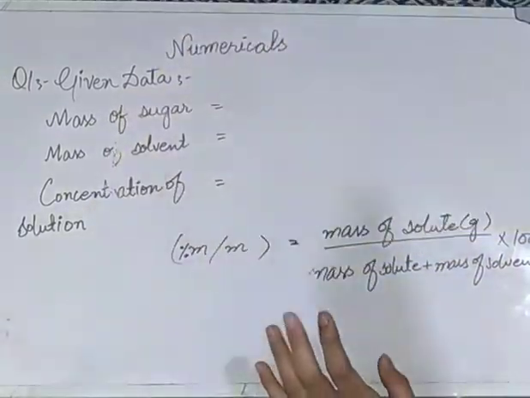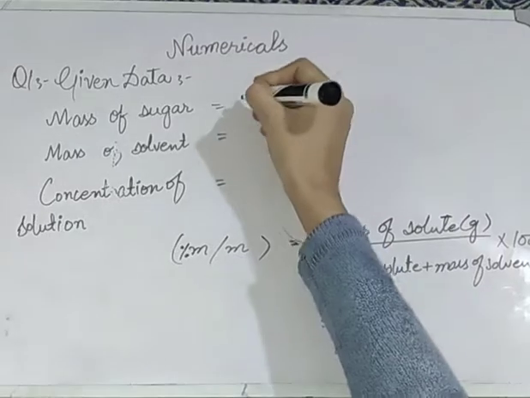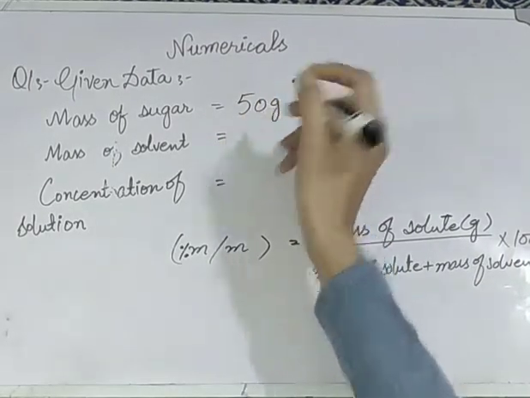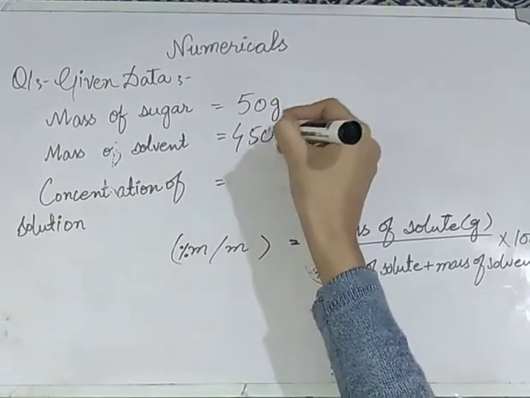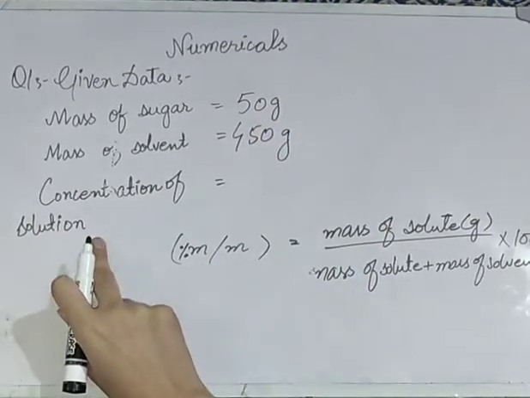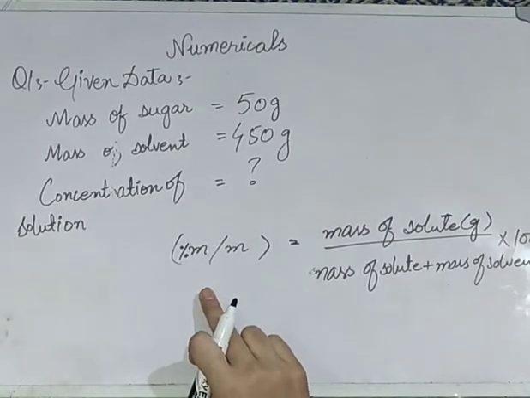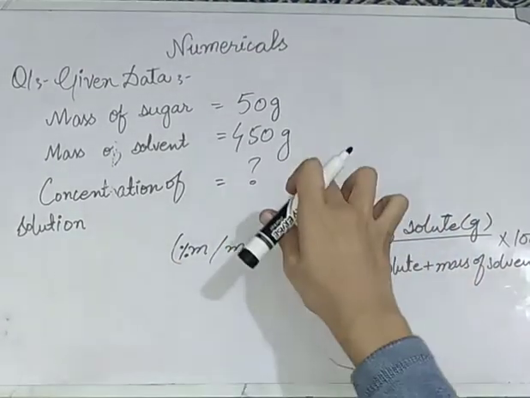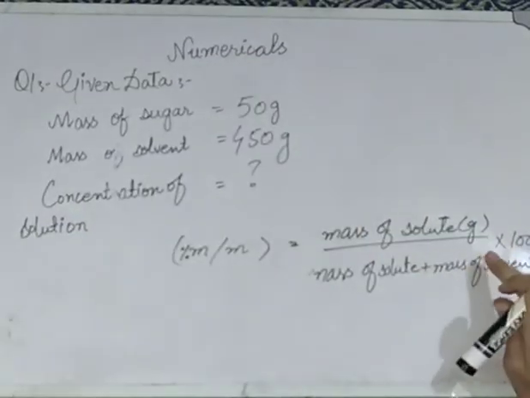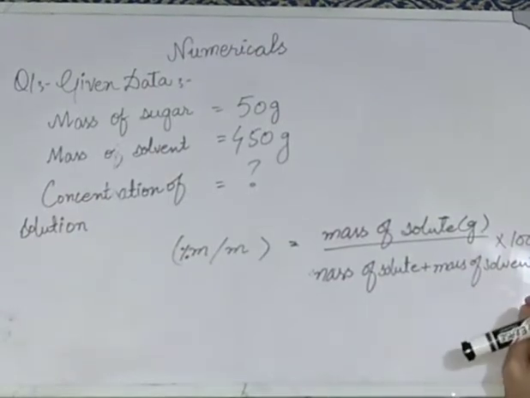So let's start. First we have mass of sugar, that is 50 grams. Second we have mass of solvent, that is 450 grams. And we have to find the concentration of solution. The formula of the concentration of solution when we have both the solute and solvent in grams is mass of solute divided by mass of solute plus mass of solvent, multiplied by 100.